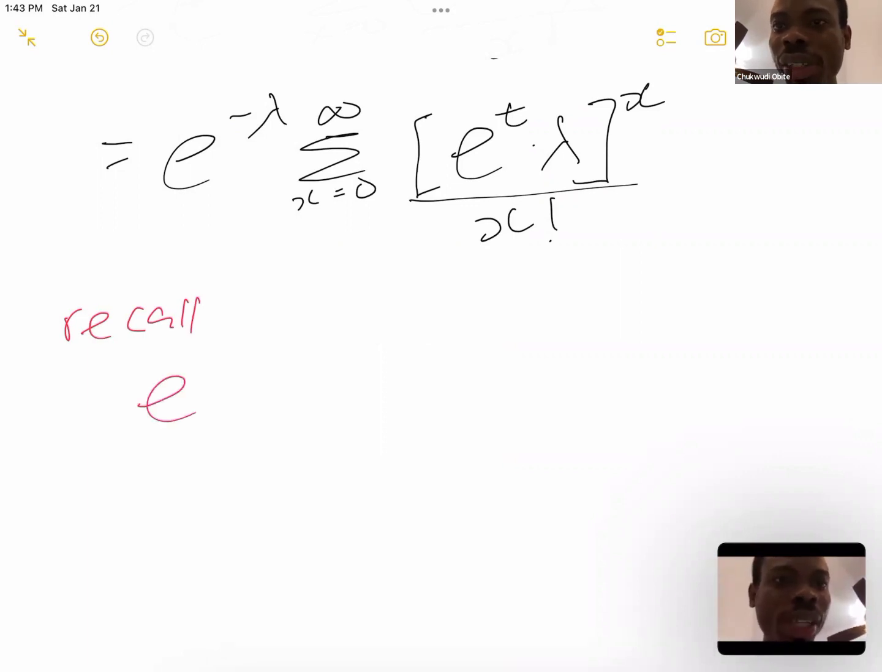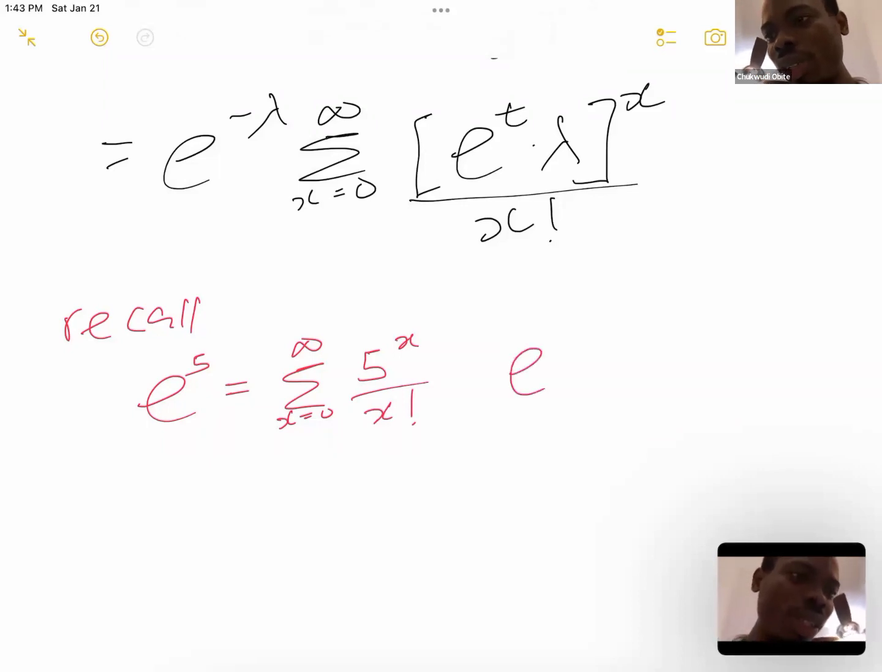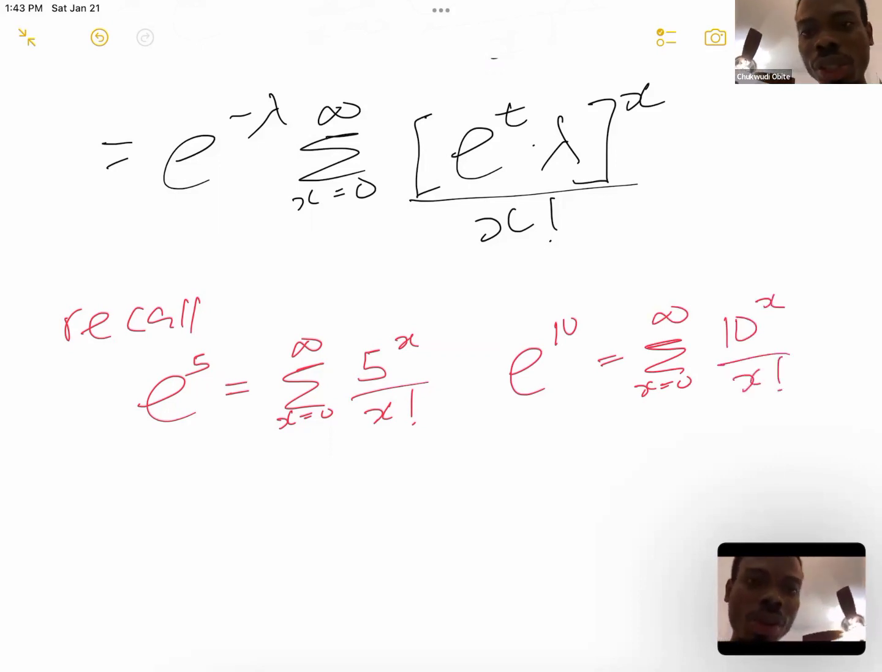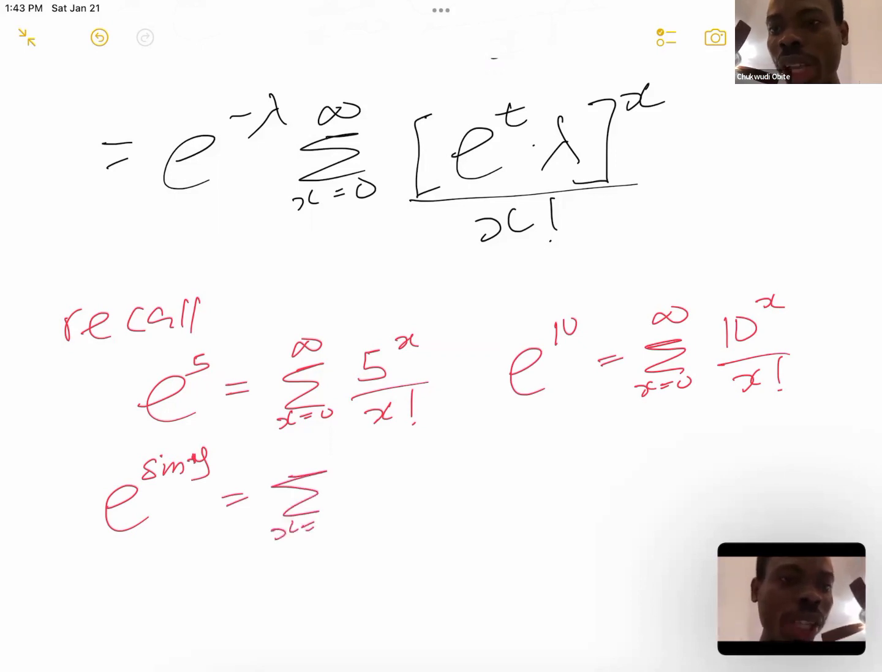What is e raised to power 5? e raised to power 5 means the summation from x equals 0 to infinity of 5 raised to power x over x factorial. What is e raised to power 10? e raised to power 10 is the summation x going from 0 to infinity of 10 raised to power x all over x factorial. What is e raised to power sine y? Let me use y. It means the summation x going from 0 to infinity of (sine y) all raised to power x over x factorial.